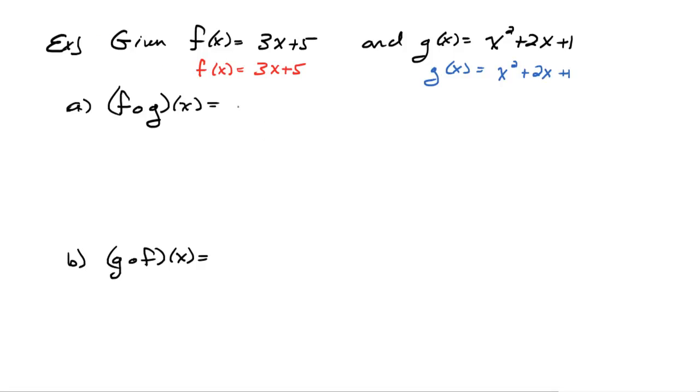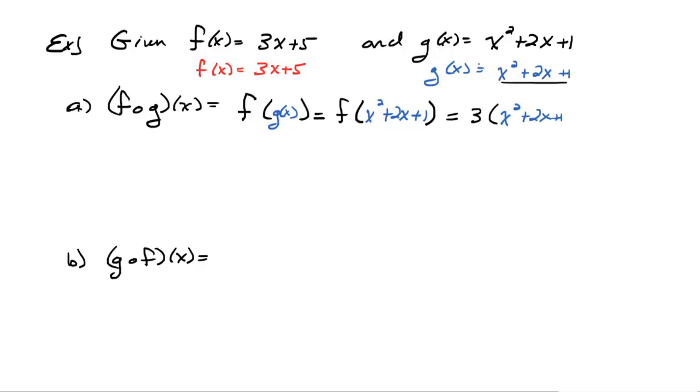By definition, we're going to have f of g of x in this circumstance, so we're applying the composition. Everywhere in f we see an x, we're going to plug in g of x. But g of x is equal to all that stuff: x squared plus 2x plus 1. We plug this in, so we have 3 times x squared plus 2x plus 1, and we add 5 at the end. We just plugged it in everywhere we saw an x.